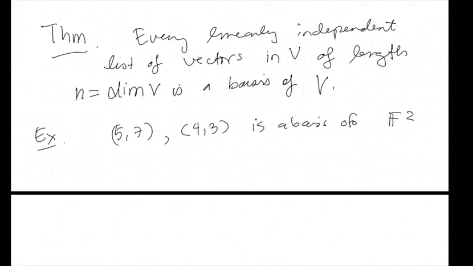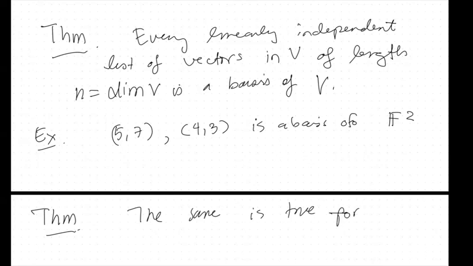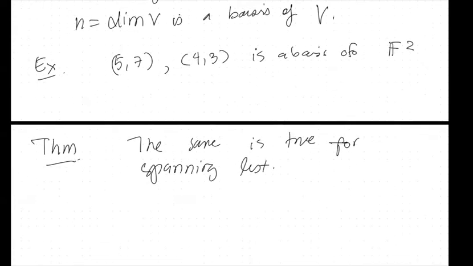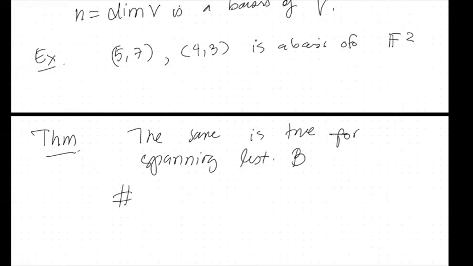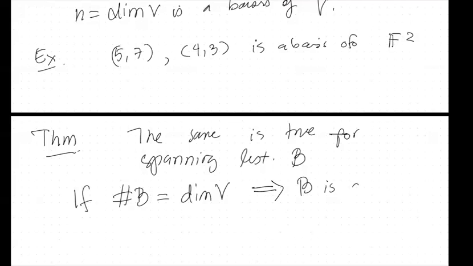If we have a linearly independent list, the same is true for a spanning list. If the cardinality of the spanning list B is equal to the dimension of V, then B is a basis. Okay? Again, I will just leave the proof.